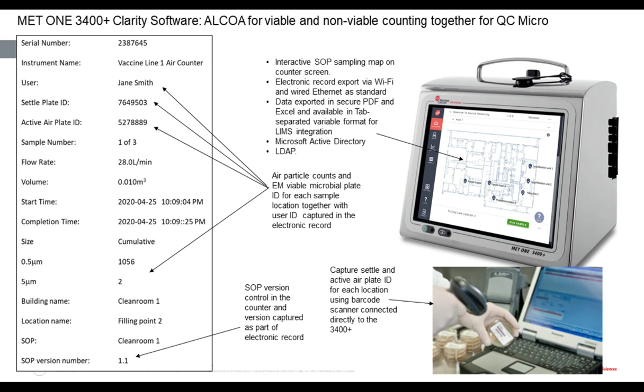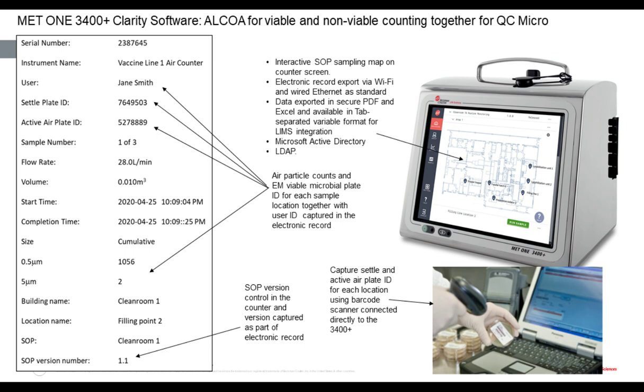Now, Clarity software includes, as I said, the interactive sampling map on the counter screen. The electronic records are created contemporaneously and can be exported via built-in Wi-Fi or wired Ethernet, and this is standard. It exports these in secure PDF, they're password-protected PDF, or you can get it in Excel if you want to trend them. And there's a tab-separated variable format for LIMS integration. It uses Microsoft Active Directory for username and password control, so it's very secure. And the data exporting function is LDAP, which is currently regarded as the most secure way of doing this.